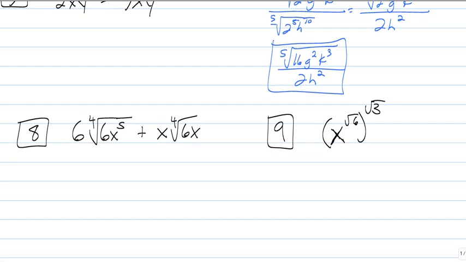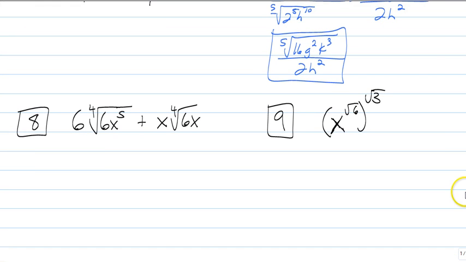Now, 8 we can't do anything with because these are not the same bases yet. It's not the 4th root of 6x. It's the 4th root of 6x to the 5th here. But we can pull one of the x's out. See how there's 5 of them in here? So I'm going to take 4 of them and make it 6x, and then the 4th root of 6x, because there was 1x left over, plus x, the 4th root of 6x.